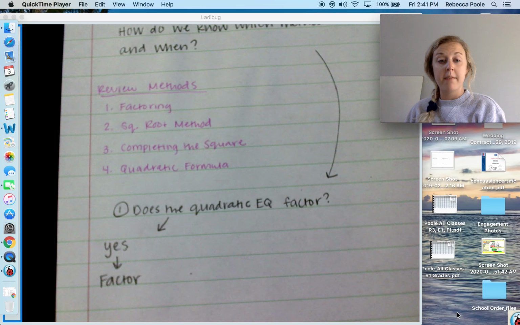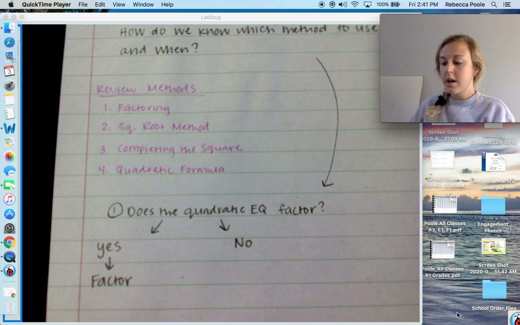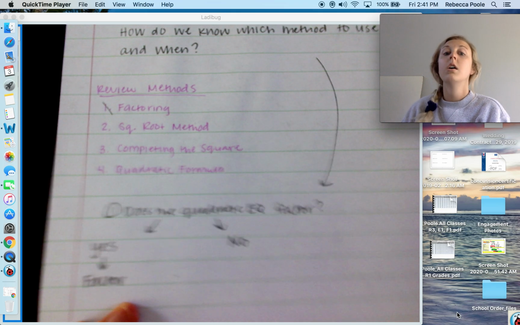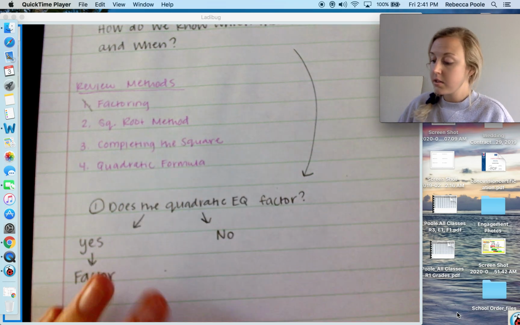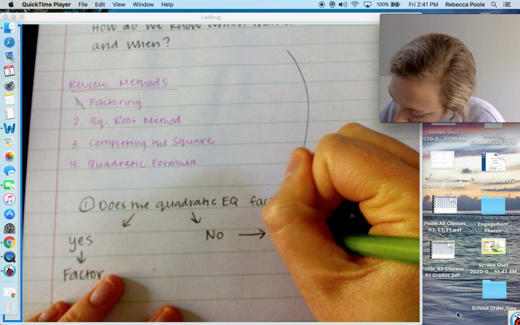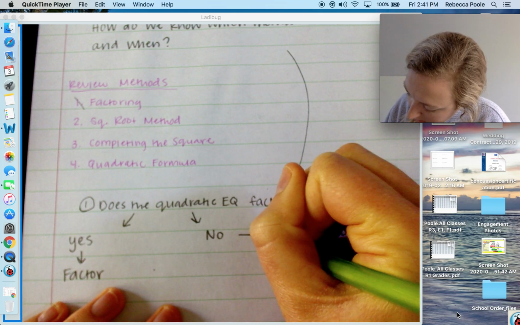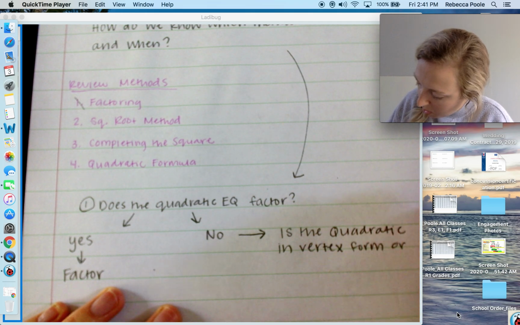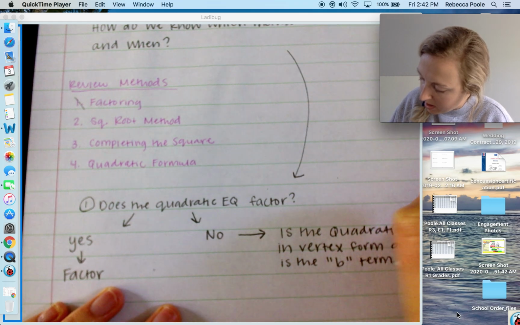I'm making you guys a flow map for this so you can go different directions. If the answer is no, think back between these other 3 options. So we just went over factoring. Then the next quickest method was the square root method, right? So if it does not factor, then we want to check, is the quadratic in vertex form, or is the B term missing?